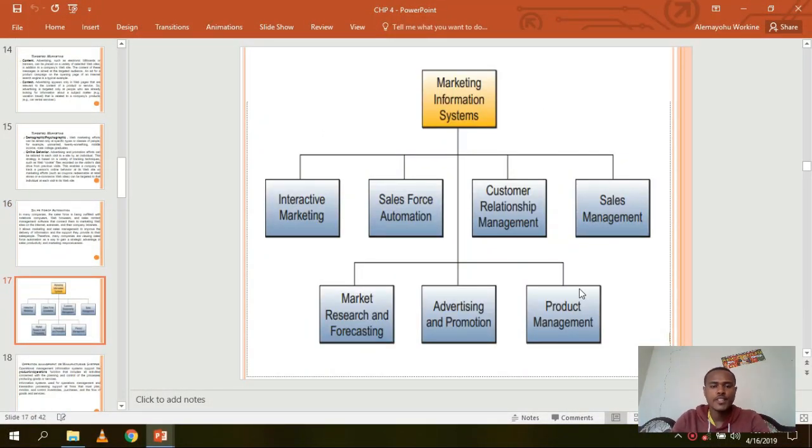Marketing information system is divided into interactive marketing, sales force automation, customer relationship management, sales management, and again market research and management forecast, advertising and promotion, product management. These are all types of marketing information system.